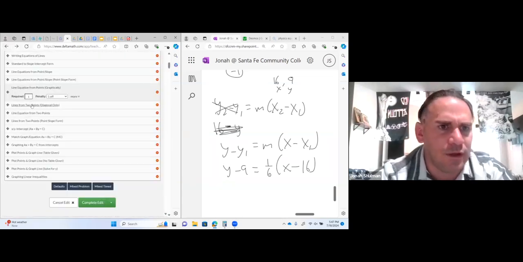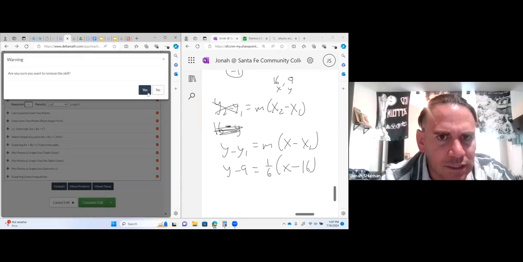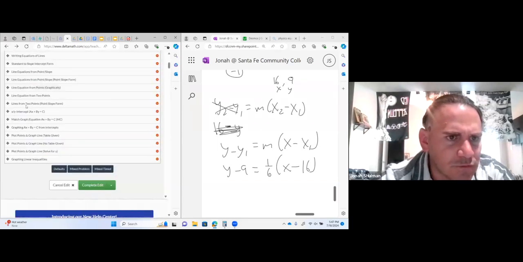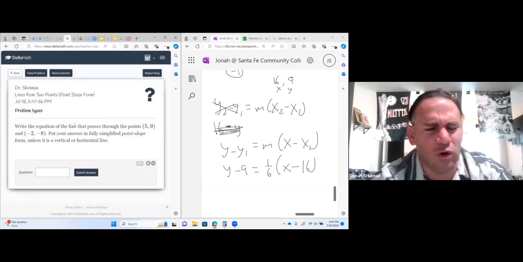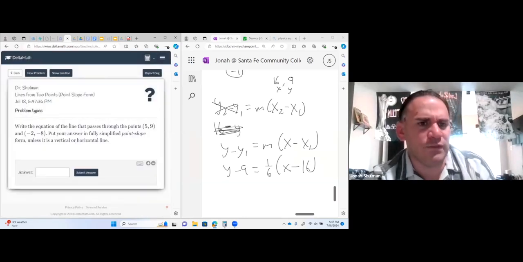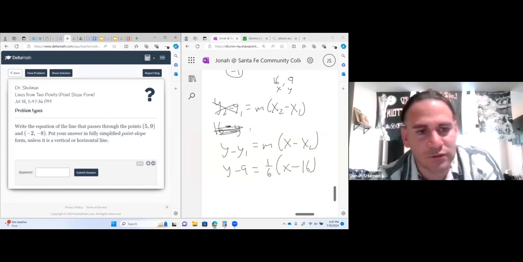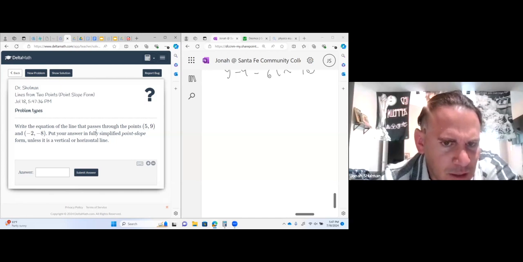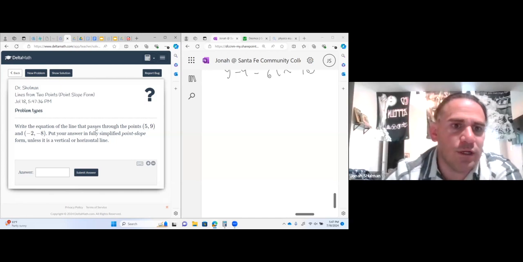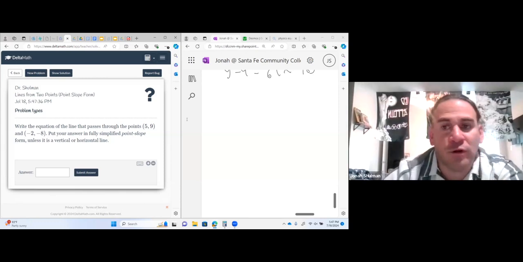Okay. And we're not going to do one that's just diagonal only. I'm going to take that out. Let's see what they give us for this one. Oh, write the equation of a line that passes through 3 points, and simplify unless it's a vertical or horizontal line. Okay, so let's do it. Oh, but they want it in point slope form.